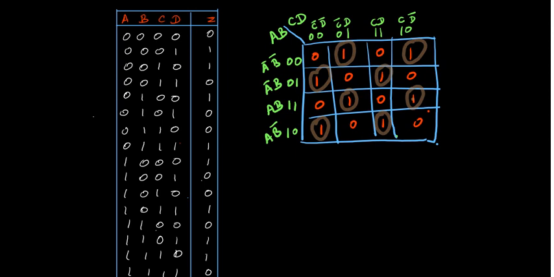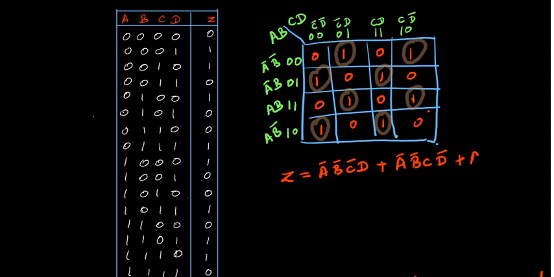So if you group like this, what about your answer? Your answer is output Z equals, for the first group, if you see here, what is on the left side? It is A bar, B bar. What is on the top? C bar, D. So we can write simply A bar, B bar, C bar, D. Then for this one, what is in common? A bar, B bar, C, D bar. Then, what about this? A bar, B.